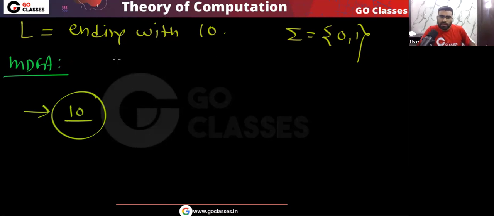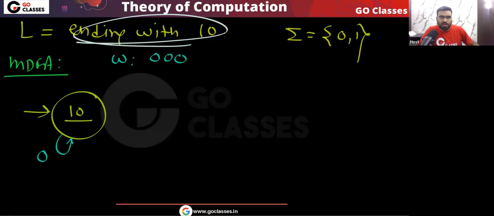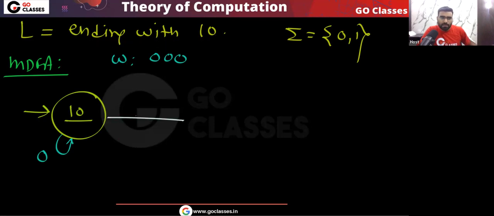Okay, so tell me, when will I trigger? See, in the string, if zeros are coming, I don't care because I'm waiting for 1 0. I will trigger when the 1 comes. Yes or no? So if zeros are coming, I will not trigger because I want to end with 1 0. When 1 comes, I will trigger.